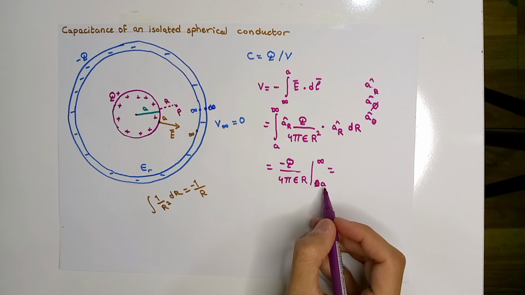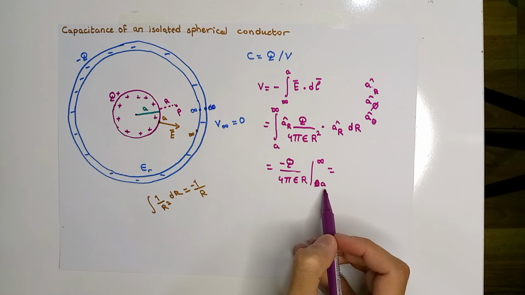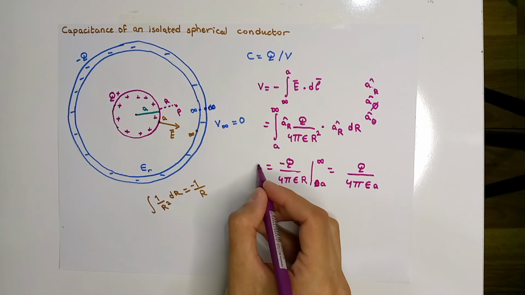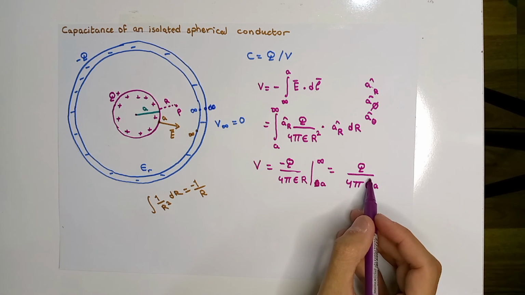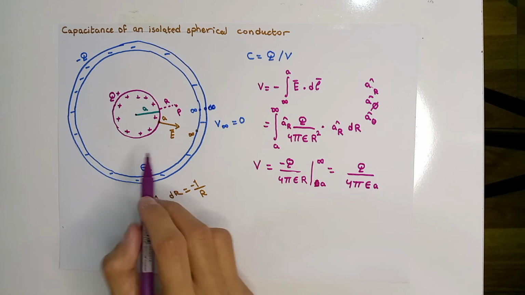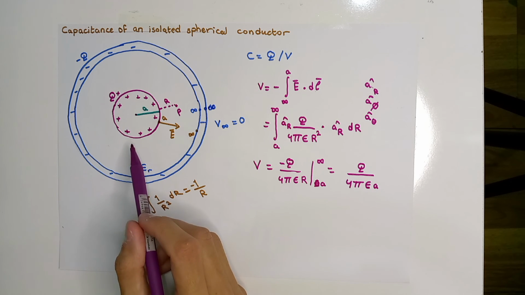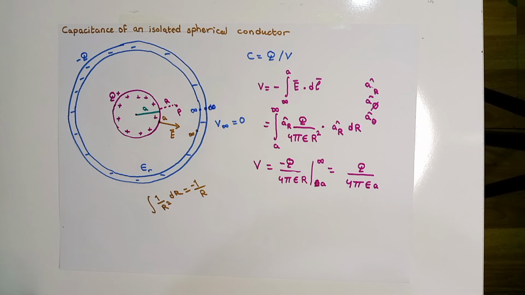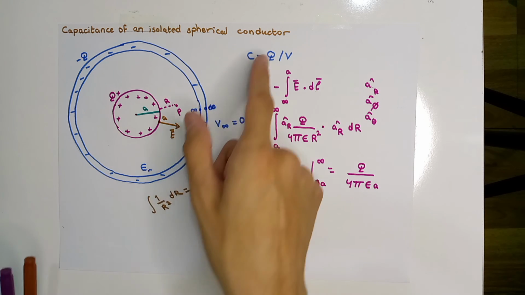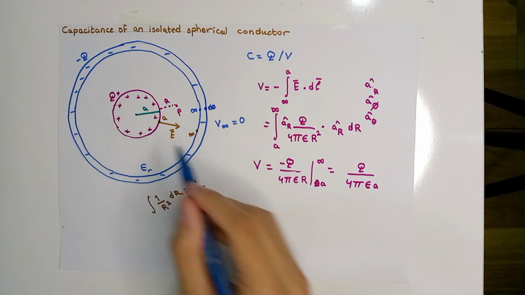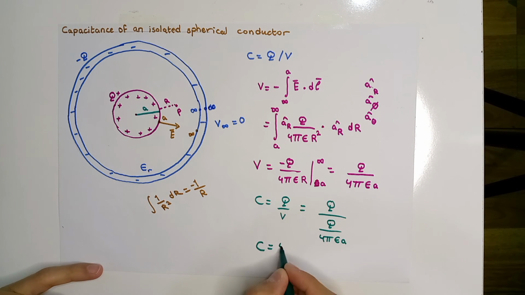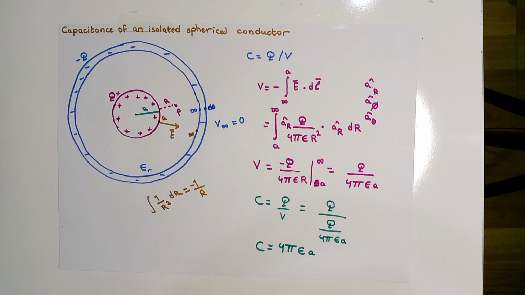Now we substitute infinity and a for r in this equation, and we end up with this result. This is the potential difference between these two conductors, or in other words, the potential due to this isolated spherical conductor. Now let's find the capacitance of this spherical conductor by applying this relation. This is the capacitance of this isolated spherical conductor.